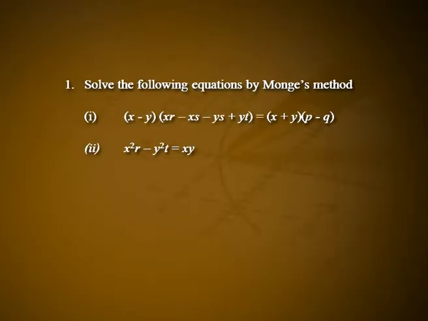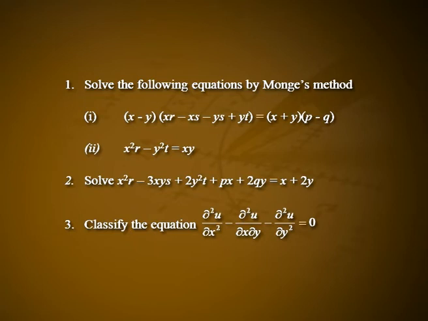Now you have some questions you may try to answer. First one, solve the following equations by Monge's method. 1. x minus y into xr minus xs minus ys plus yt is equal to x plus y into p minus q. 2. x square r minus y square t is equal to xy. Second one, solve x square r minus 3xys plus 2y square t plus px plus 2qy is equal to x plus 2y. Third one, classify the equation dou square u by dou x square minus dou square u by dou x dou y minus dou square u by dou y square is equal to 0.